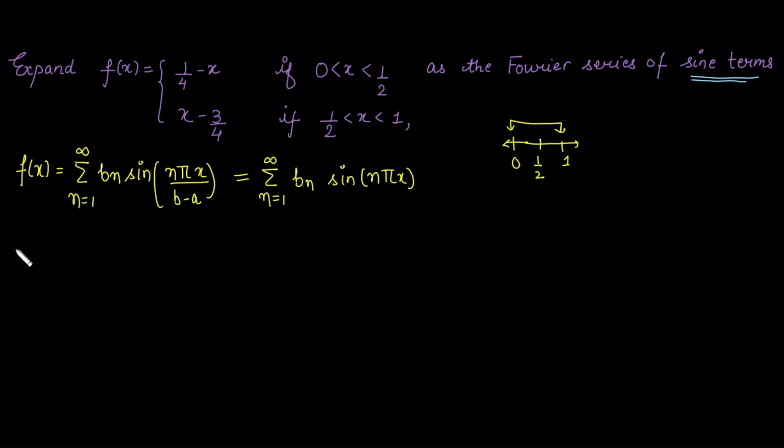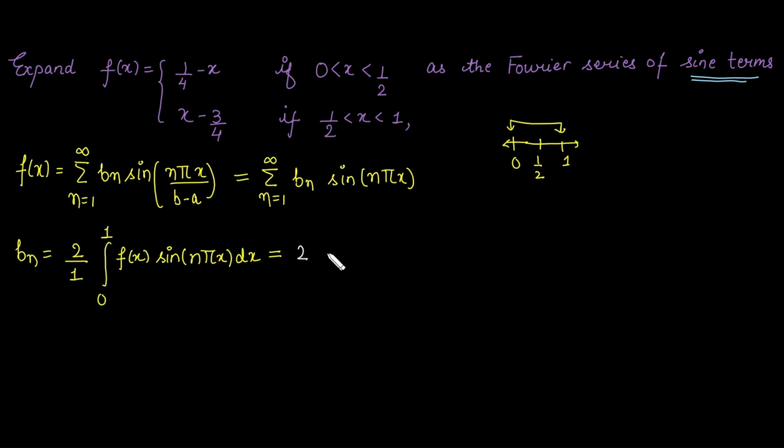Now calculate Bn. Bn is calculated as 2 by the length of the interval, in this case 1, integration from 0 to 1 of the function into sine of, with the same angle, n pi x. Now, how to evaluate this integration? Since the function is divided into two parts, one is from 0 to half, second is half to 1, we will break this integration accordingly.